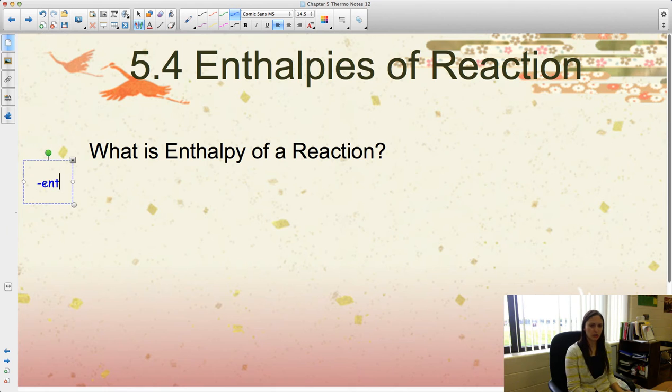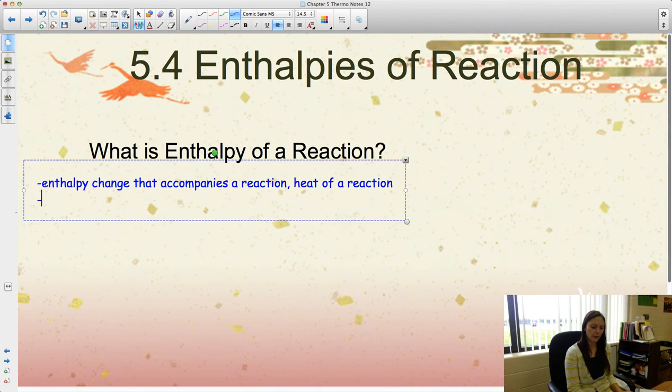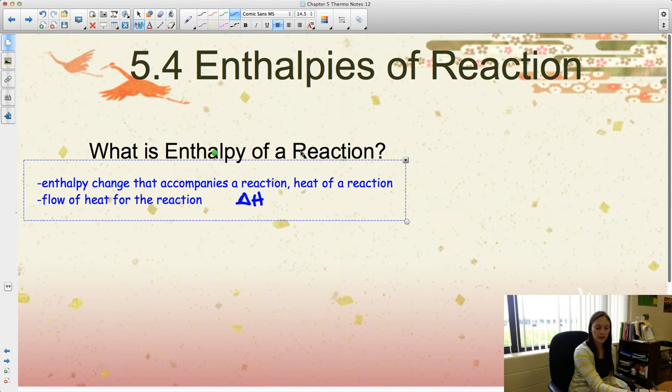It's the enthalpy change that accompanies a reaction. So they're also called heats of a reaction or heat of a reaction. Okay, we're looking at the flow of heat for the reaction, and we're looking at a delta H value for that particular reaction. And these delta H values are based on experimentation, different experiments to figure out what these delta H values are.